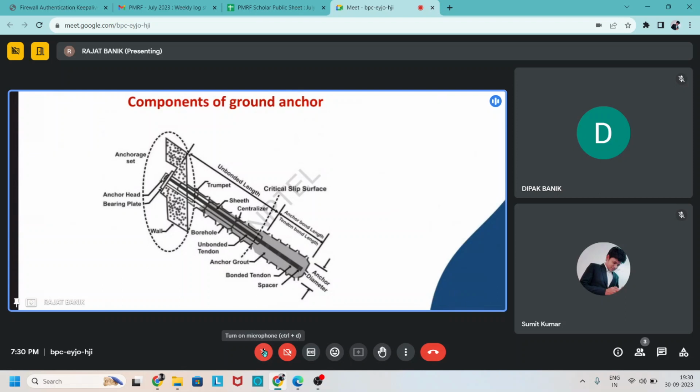By this way, this anchorage is put or inserted into the ground, and then this anchorage is divided into two zones. One is the unbonded length, and the other is the bonded length or anchorage bonded length. In the unbonded length, we use a centralizer, and in the bonded length we use grout. This bonded length is used behind the critical slip surface, that means behind the failure surface.